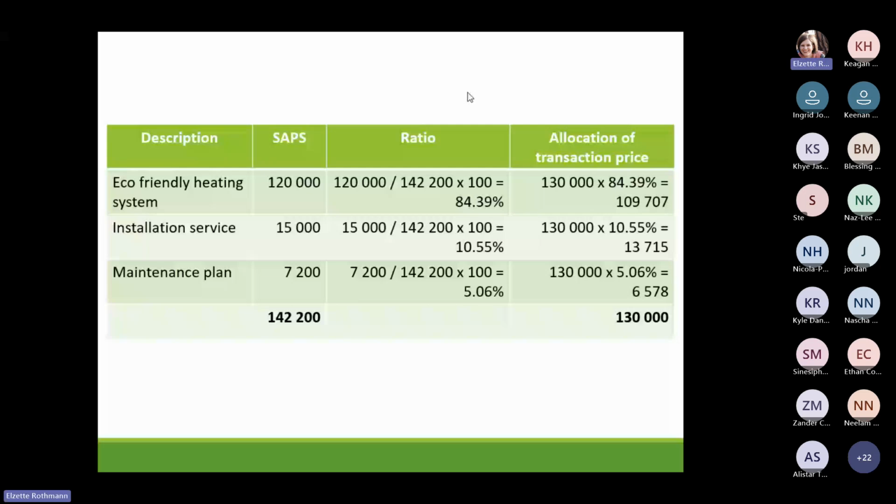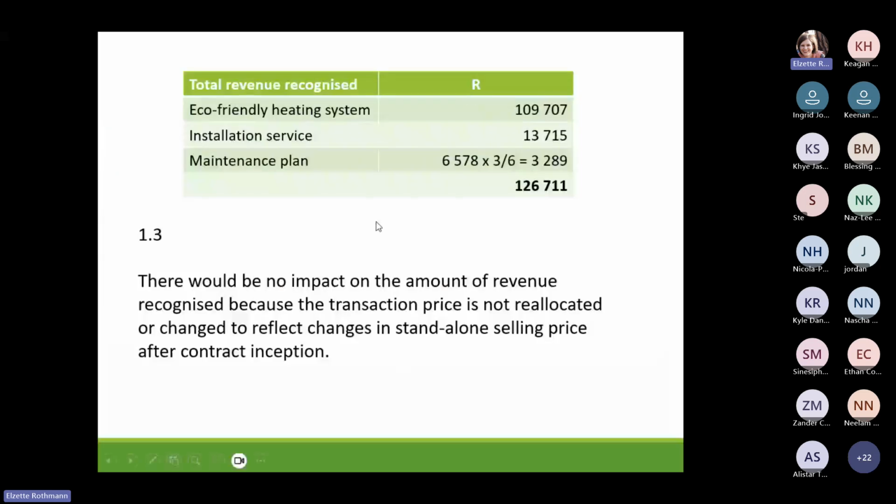Okay, and then just the next slide. So 1.3 we didn't do yet. We'll get to that. So there's just again the total revenue to recognize. So it's important to see which of these obligations have been met already. So the heating system, that's met. It's been delivered. It was installed, so the installation service was completely completed. But it's the maintenance plan where we got 3 of the services, but the other 3 we will get in the next financial year.